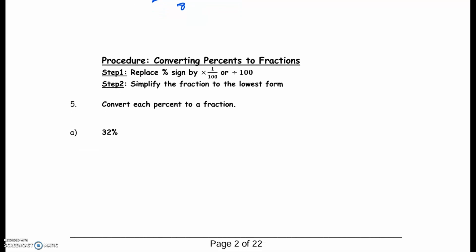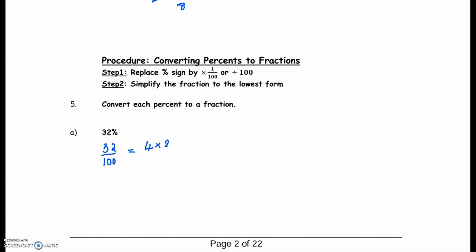Now we're going to look at, and we've seen a little bit of this earlier, how do we convert percents to fractions? We've seen that percents are just a different way of writing fractions. So what would 32% look like? 32, and the word percent means out of 100. So 32% is the same as the fraction 32 over 100, except that we're going to reduce it to the lowest terms. So what are we doing here? We're changing percents to a fraction.